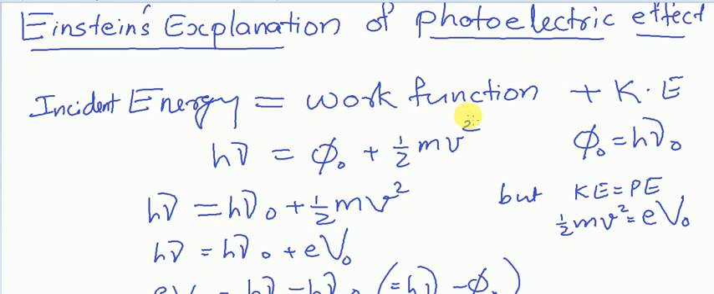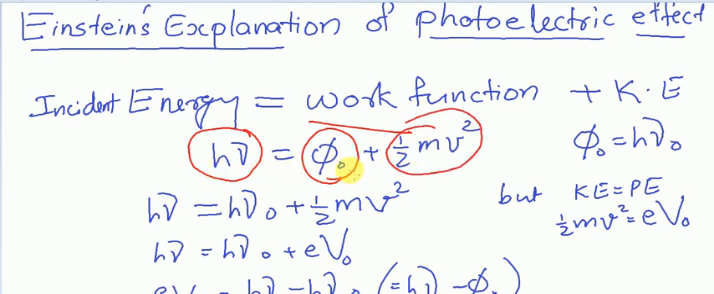According to Einstein, out of the energy of incident radiation, a portion is used to provide the work function for ejecting the electron, and whatever energy remains will be provided as the kinetic energy of the ejected electrons. In mathematical terms, if the frequency is nu, then the incident energy is h nu. The work function is phi 0 and the kinetic energy is half mv square. So h nu is equal to phi 0 plus half mv square.